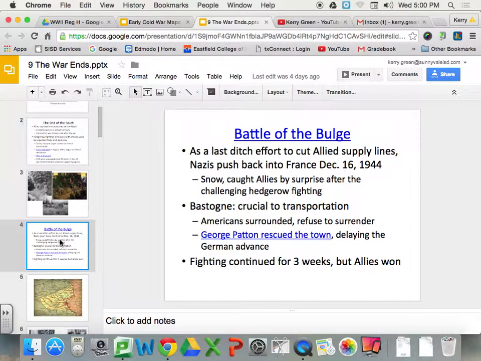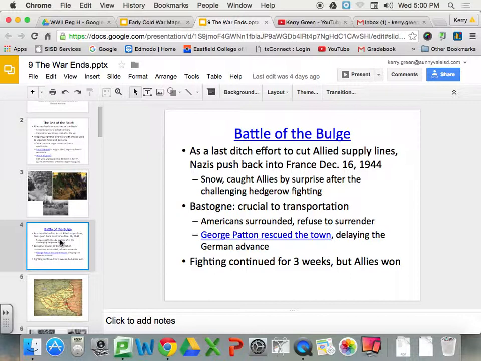The Germans will try to cut the supply lines, but the Allies will manage to succeed in defeating them. But this period of December 1944 and January of 1945 is a very difficult winter, brutally cold, with terrible weather.